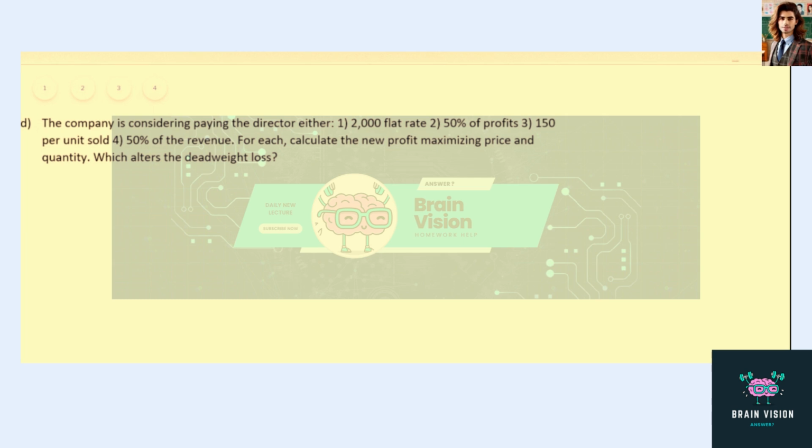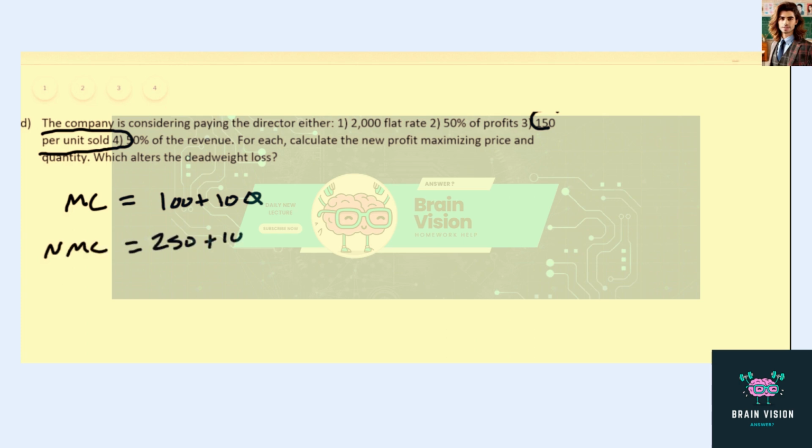So this is actually easier than it seems. The only one of these that's going to alter the profit maximization is going to be this number 3, because that's the only one that alters either the marginal cost or the marginal revenue. All the other ones are dealing with the totals. And so the new marginal cost curve, we'll say the old marginal cost curve was 100 plus 10Q. So the new marginal cost is going to be 250 plus 10Q.